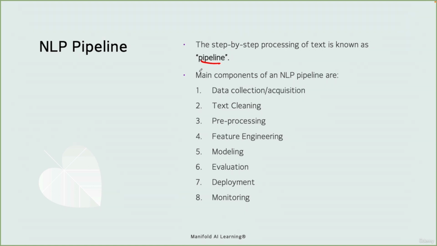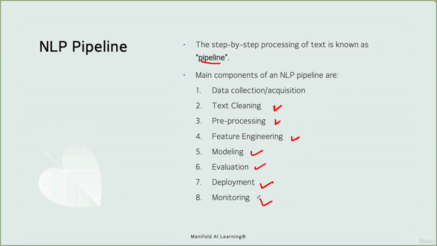In this section number 2, we are going to deep dive into the text pre-processing methods and the core NLP pipeline. Now, if I want to list down the various components of a generic pipeline of an NLP application: the first component is data collection or data acquisition. The second component is text cleaning. The third component is pre-processing. Fourth component is feature engineering. Fifth component is modeling. Sixth component is evaluation, deployment, and monitoring. So these are the main components of an NLP pipeline.